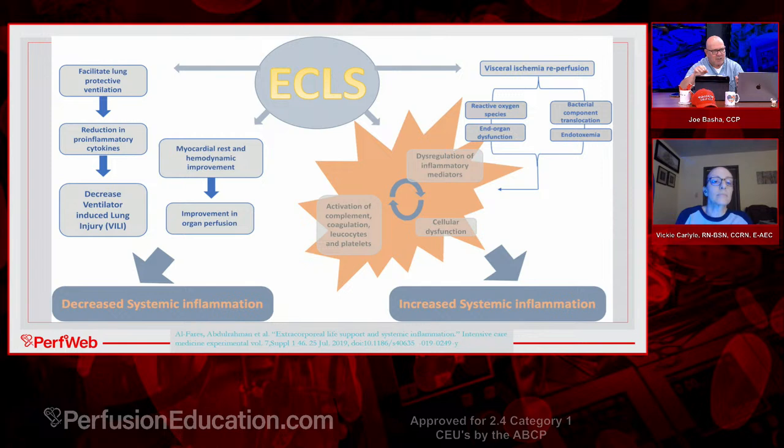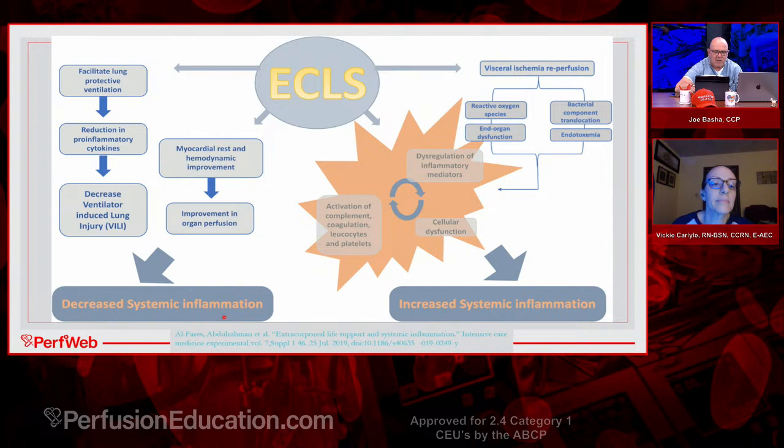It's an important slide. ECLS helps to facilitate lung protective ventilation, reduces pro-inflammatory cytokines because you don't have that stress going on, decreased ventilator-induced lung injury or VILI, myocardial rest and hemodynamic improvement in the case of circulatory support, improvement in organ perfusion. The heart is failing. You need circulation. You're giving circulation. That's going to help all of the end organs. And all of these things tend to decrease the systemic inflammatory response.